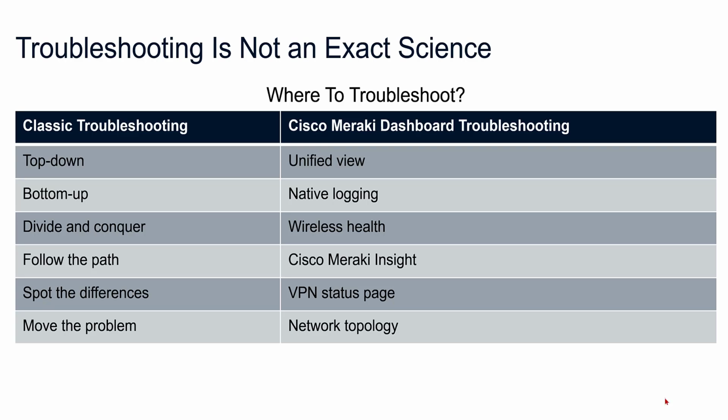We can also move the problem. We can change variables, right? Move a client to a different VLAN. And if the problem follows the client, maybe it's not related to where that client was originally connected. We can connect to a different access point. We can switch to a different WAN connection. If the issue follows the client, most likely that means the issue is related to the client itself. If it stays within the infrastructure, maybe that's a network problem.